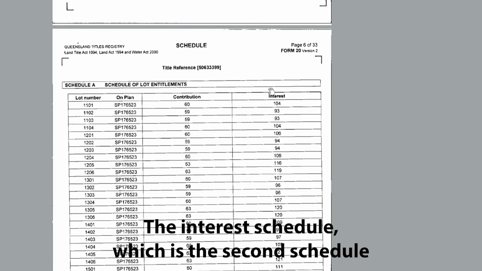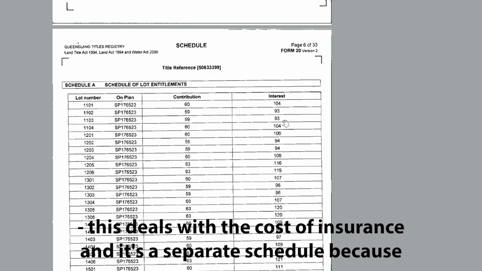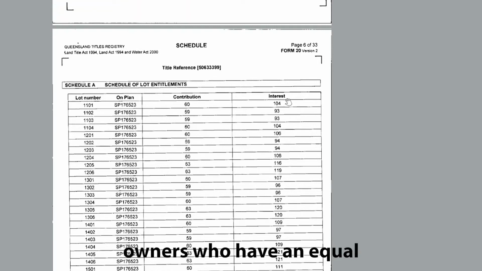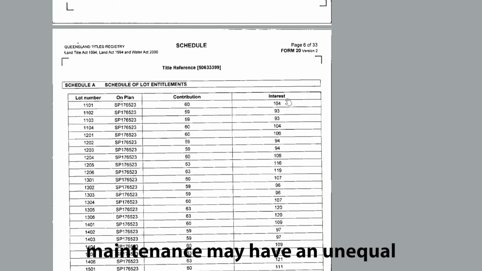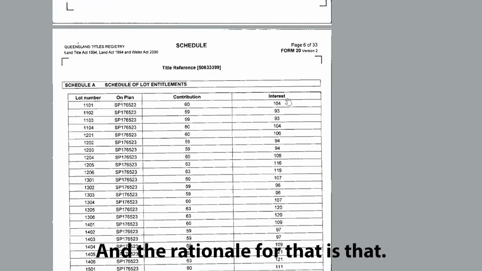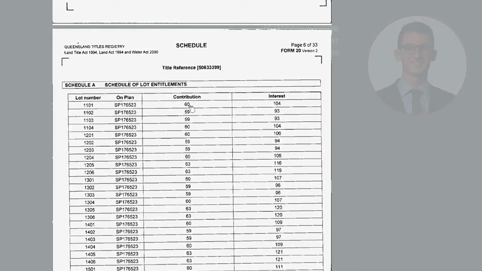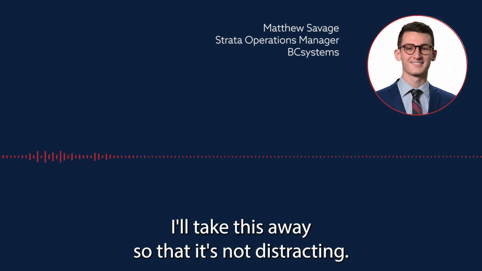The interest schedule, which is the second schedule, this deals with the cost of insurance. And it's a separate schedule because owners who have an equal share of the maintenance may have an unequal share of the insurance. And the rationale for that is, if I can give you an example, I'll take this away so that it's not distracting.